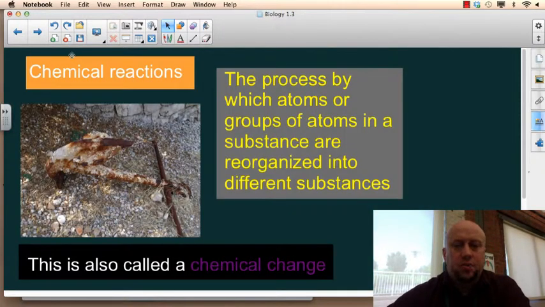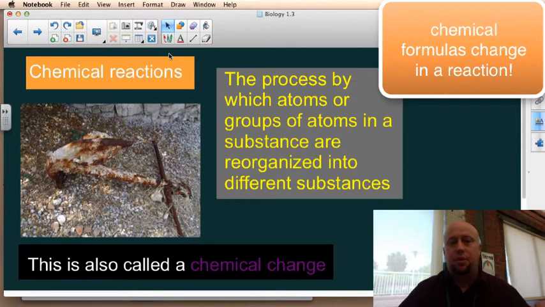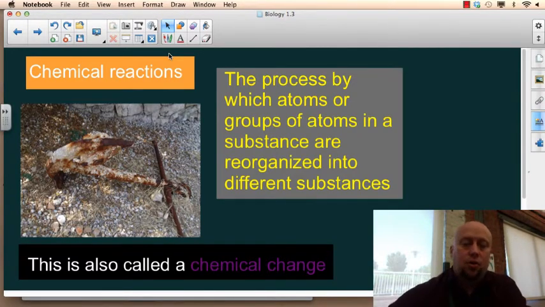So chemical reactions, basically anytime we rearrange something, we have a substance and it turns into another substance, or maybe two substances and they change into another substance. That is a chemical reaction. We also call this a chemical change.